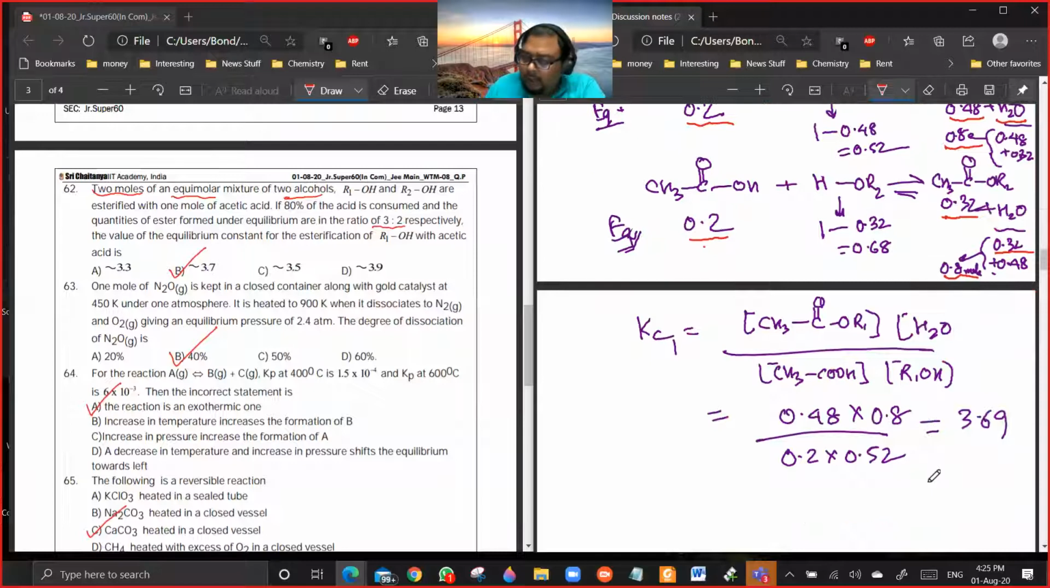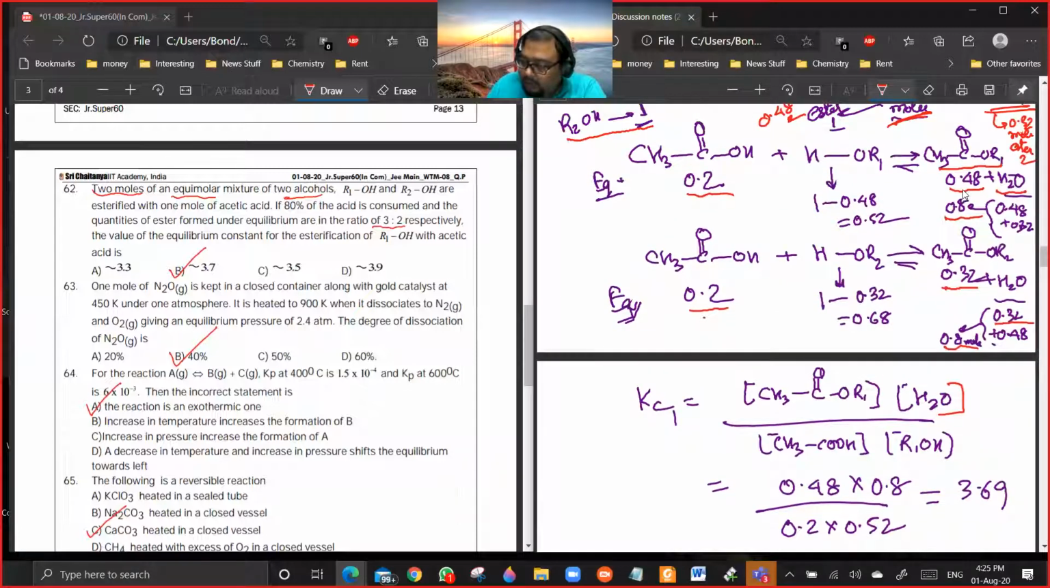So if I am writing it like this, see normally in esterification reaction, we take water to be in excess because water a lot of time is acting as a medium. But since they are not using it as a medium here, okay, we have to take the moles of water also into account. Okay, so this will be a point. So for the first reaction, moles of ester 0.48 into moles of H2O, which is 0.8, by 0.2 into 0.52. We will cancel out because delta Ng is 0. Are you getting my point?